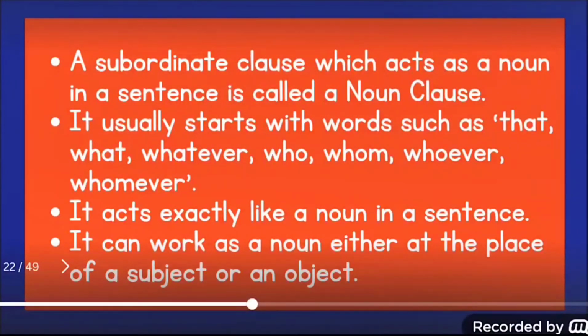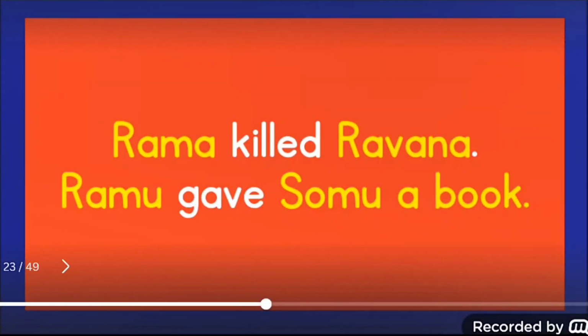We went through the word that in the previous type. So the same conjunction can be used in noun clause as well. So noun clause usually begins with the subordinating conjunctions like that, what, whatever, who, whom, whoever, whomever, etc. And a noun clause acts exactly like a noun. It can work as a noun either at the place of a subject or an object. So let's look at a few examples before we move on to noun clause. Let's look at the position of a noun in a sentence.